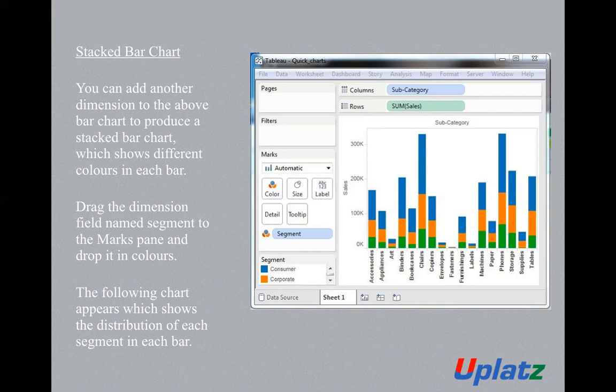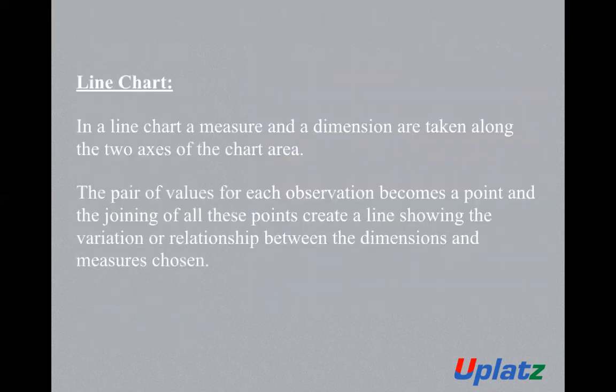Okay, so these are some forms of bar charts. Then the next one is a line chart. Now this is a very basic and simple form of a graph.